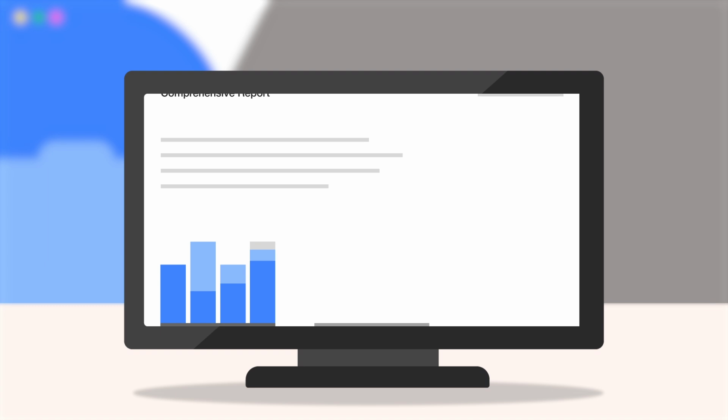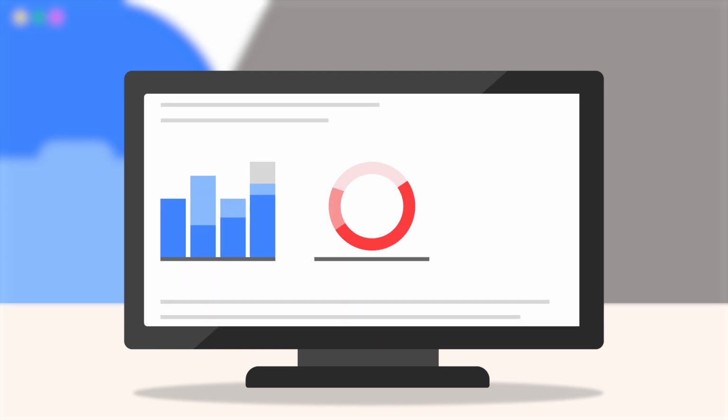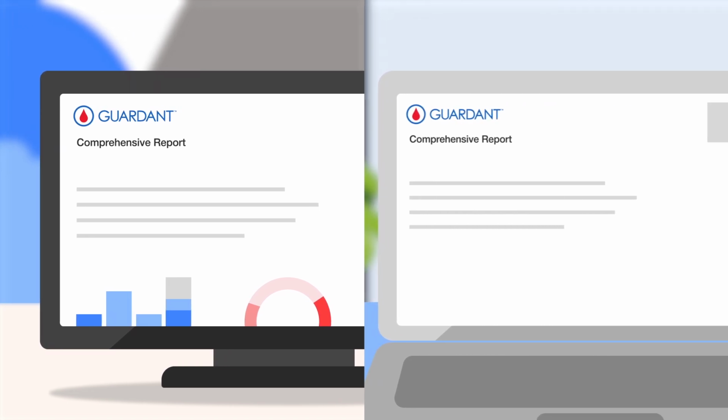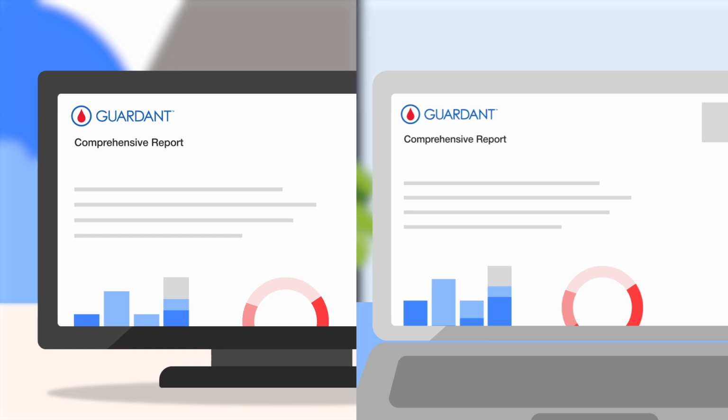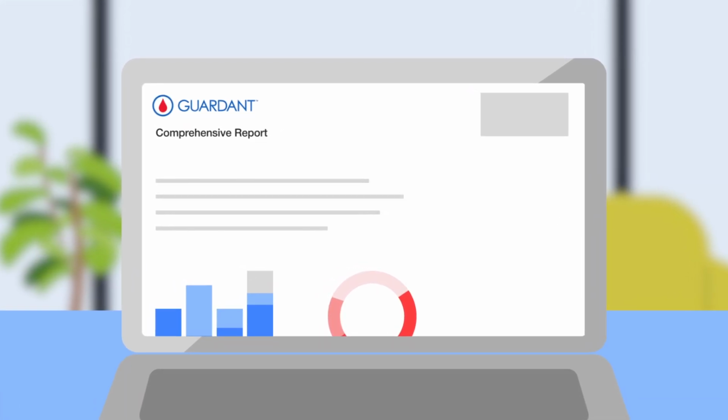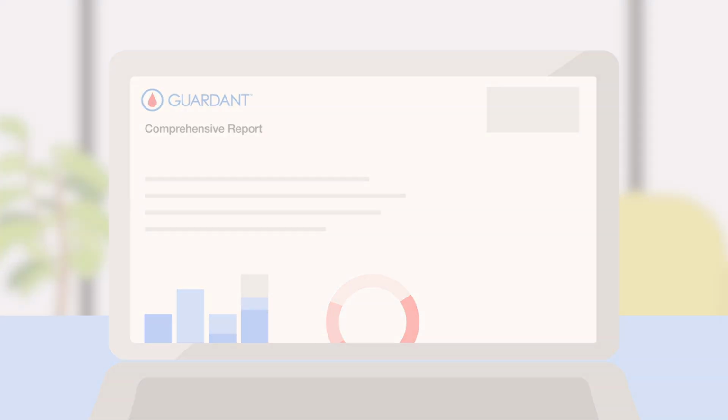The results are compiled into a comprehensive report, highlighting what your DNA reveals about your health within a week. This report is then securely sent to your healthcare provider, who will discuss the findings with you. In the field of oncology, every moment matters to finding answers to diagnostic questions.